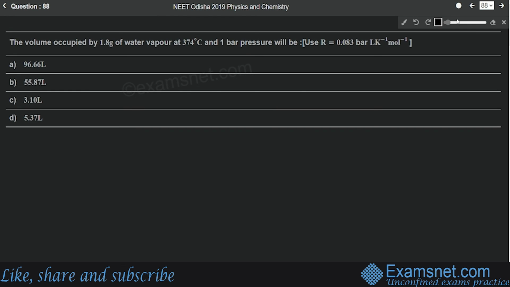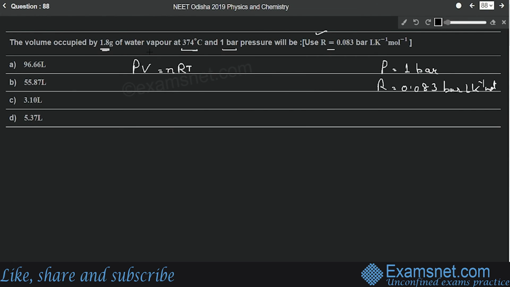Question number 88 is from the chapter States of Matter, and the question is, the volume occupied by 1.8 grams of water vapor at 374 degrees Celsius and 1 bar pressure will be. The value of gas constant is given here. Okay, so we can simply use the ideal gas equation, that is PV equals nRT. Now what values are already given in the question? Pressure is given, it is equal to 1 bar. Then the value of gas constant is already given. Okay, it is 0.083 bar liter per Kelvin per mole, right?